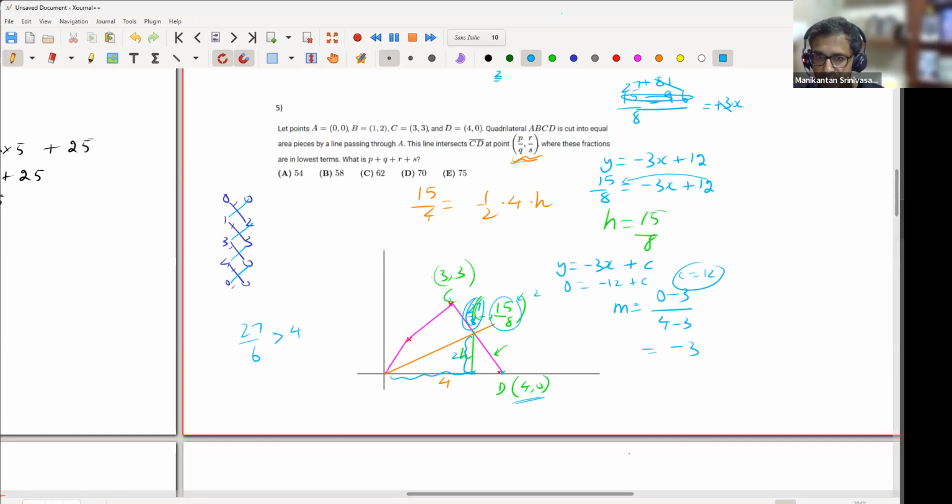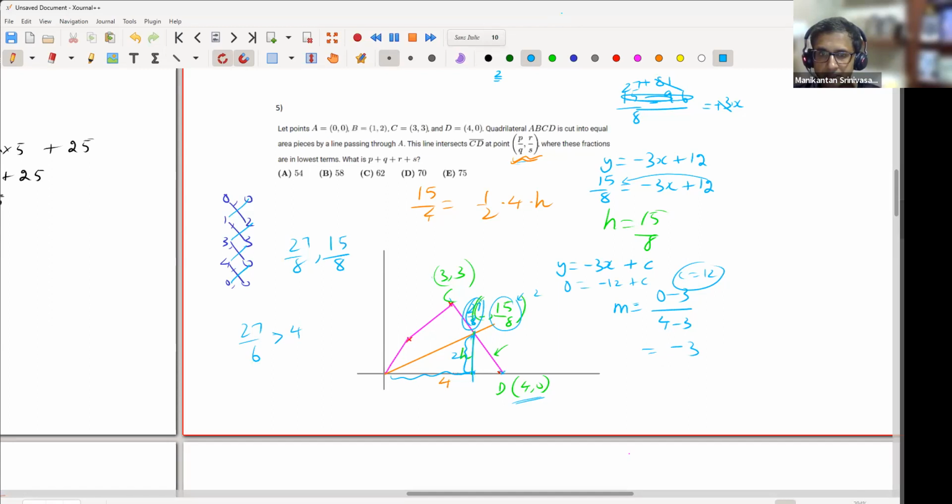Likewise, if instead of 15 by 8 I got something like 5 by 8, that is less than 1, but this height does not look less than 1, right? We have drawn a reasonably scaled diagram, so it should be roughly matching. So now what do we have? 27 by 8 and 15 by 8.